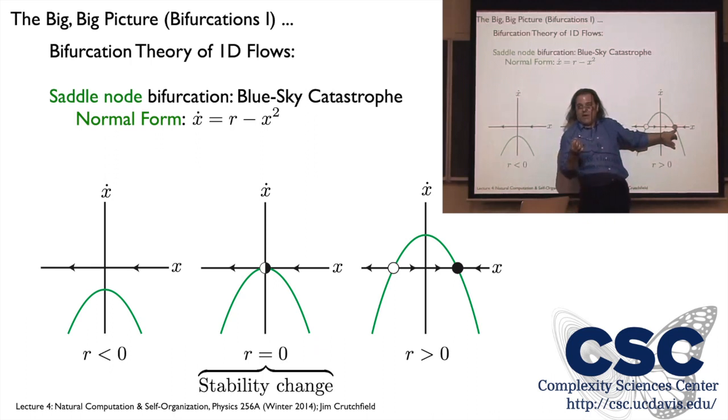So there was this one particular r value, r equals zero, where we first got a fixed point, and it was mixed stability. In some sense, that mixed stability split, and we had the birth of two separate fixed points, one unstable and one stable.